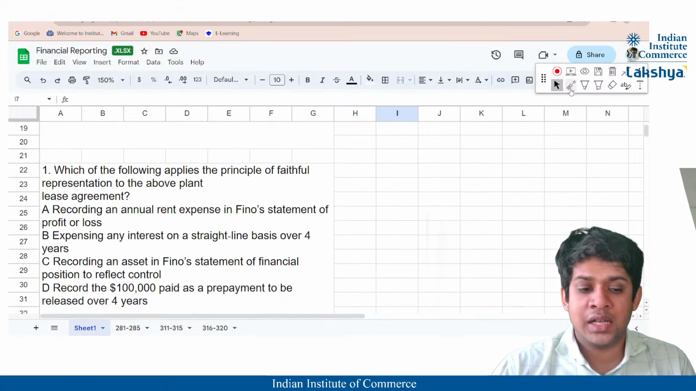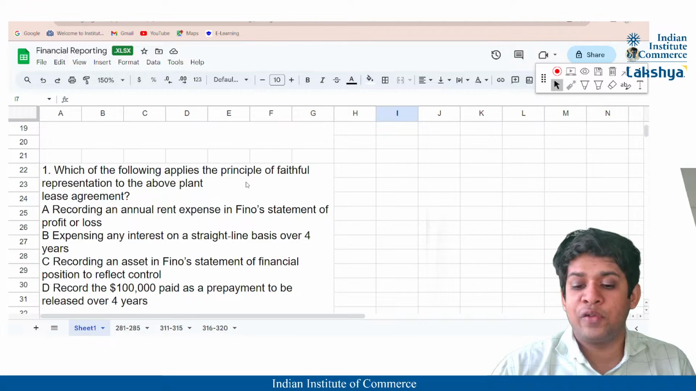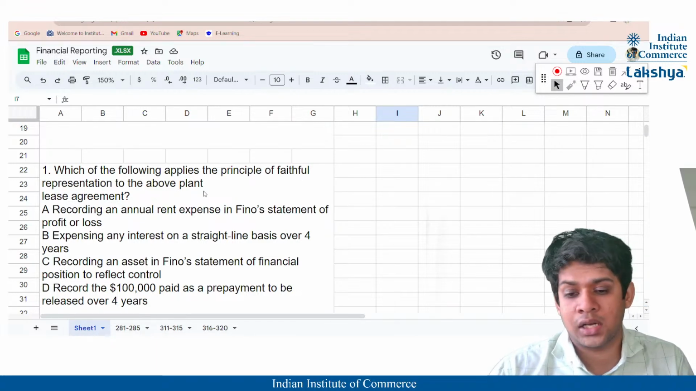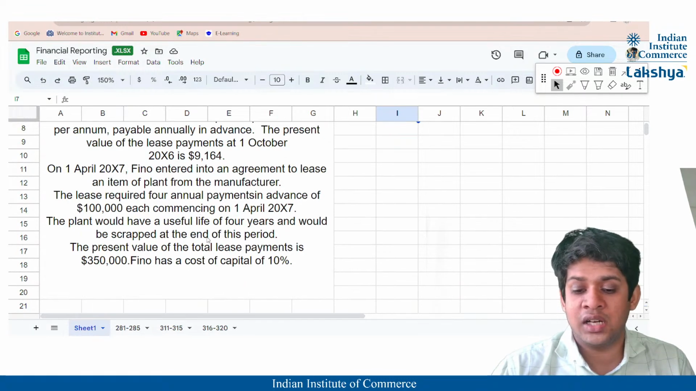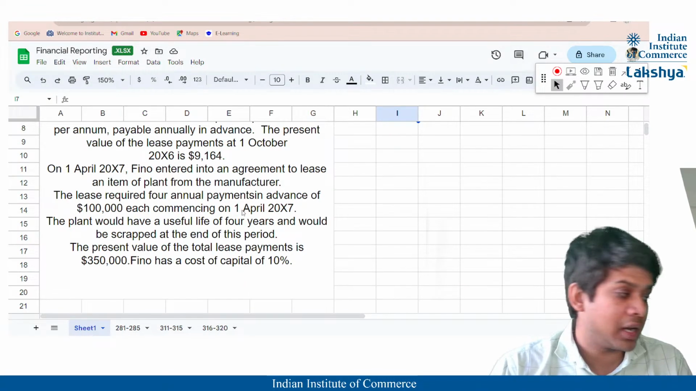Now, firstly, they are asking us which of the following applies the principle of faithful representation to the above plant lease agreement. Okay, so it firstly relates to the second part. So we'll read through the second part.